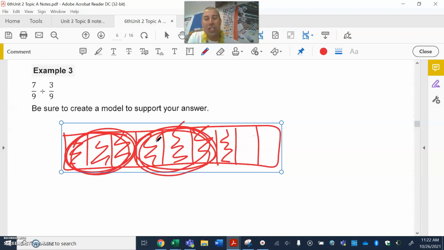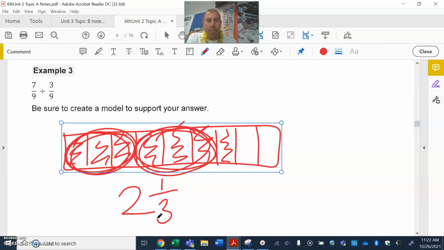So as we are looking at this, I made 2 groups. So that's my whole that we're looking at. There was one that was left over, and we were trying to make them into groups of 3. So there it is, 2 and 1/3. So the connection we want you to see here is it's the mixed number portion.